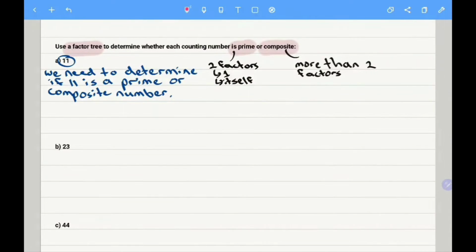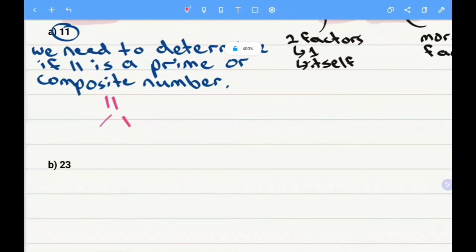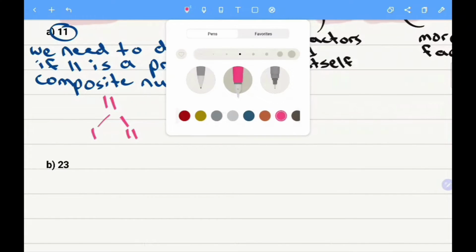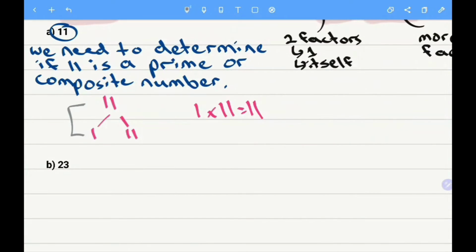Okay, now when we're drawing a factor tree, its shape resembles a tree. And in this so-called tree, we basically write down the factors. So our number is 11. We have to determine what numbers multiplied together gives us 11. And those numbers are 1 and 11. So 1 times 11 equals 11. And as seen here, we call this a factor tree.